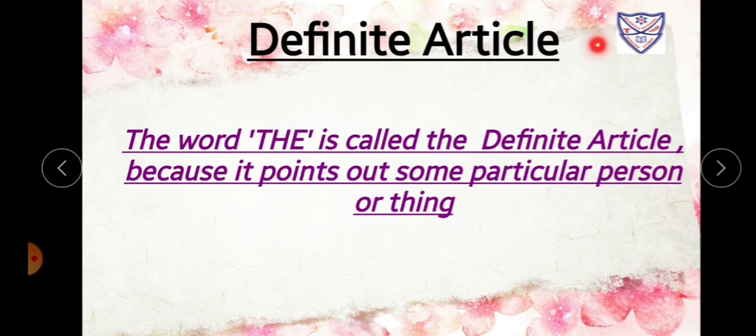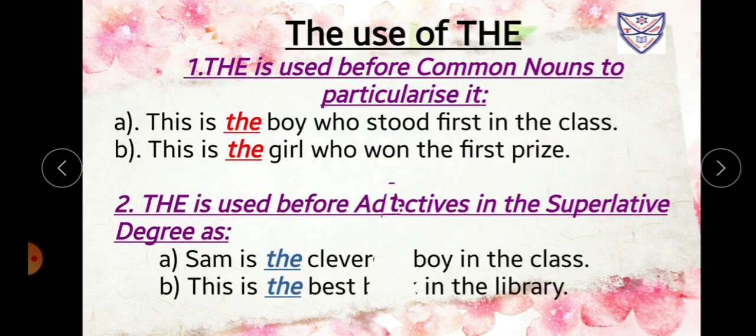Now, definite article. The word the is called the definite article because it points out some particular person or thing. Let's see a few examples. The use of the. First one, the is used before common nouns to particularize it.